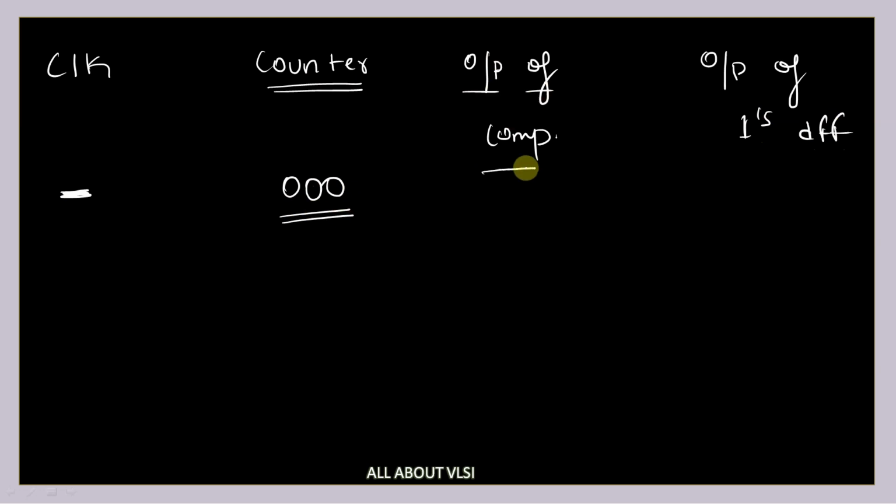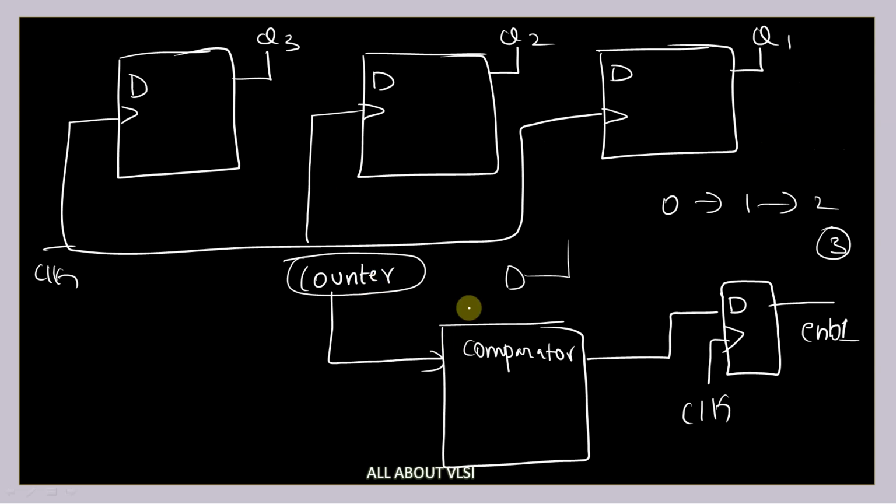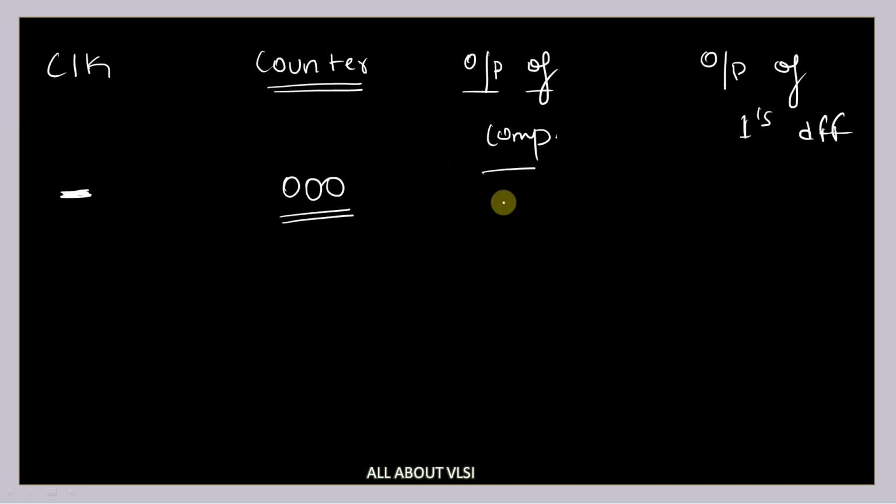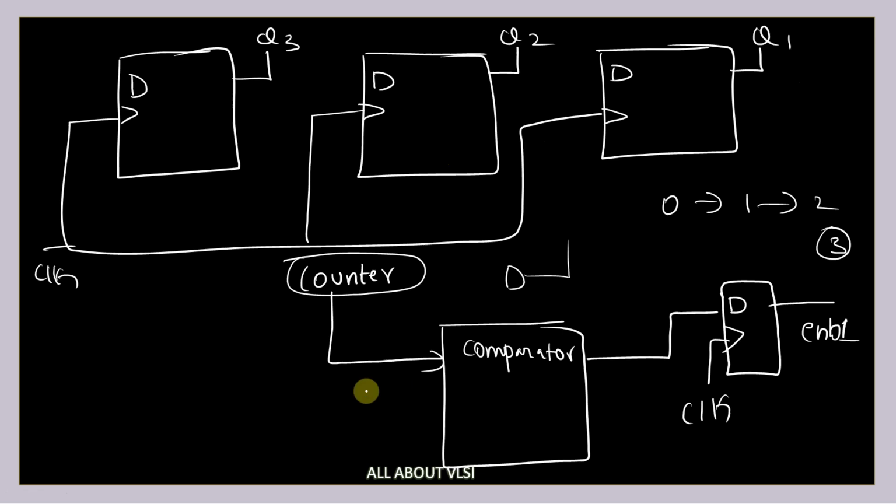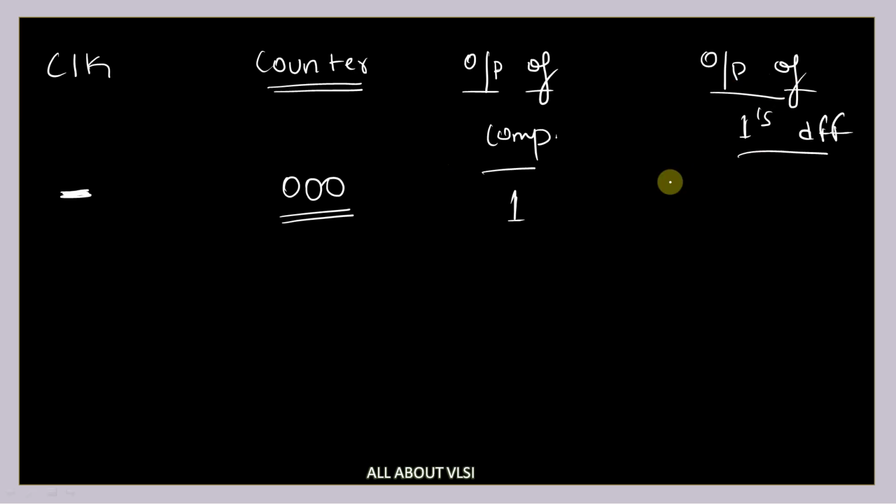And what is the output of your comparator? Your output will be equal to 1 because your count is equal to 0, right? And you are going to have output of first D flip-flop as 1. Okay. Next. So we will go on.